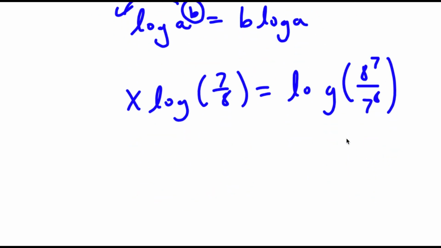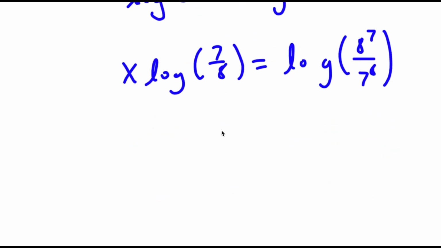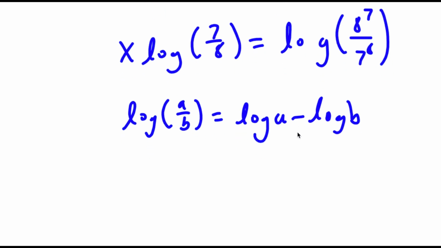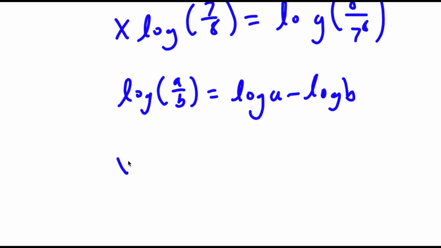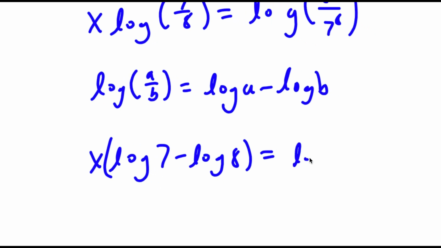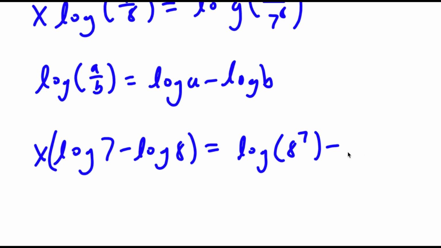Now log of a over b is equal to log a minus log b. So log of 7 over 8 is going to equal log of 7 minus log 8, which is equal to log of 8 to the power of 7 minus log of 7 to the power of 8.